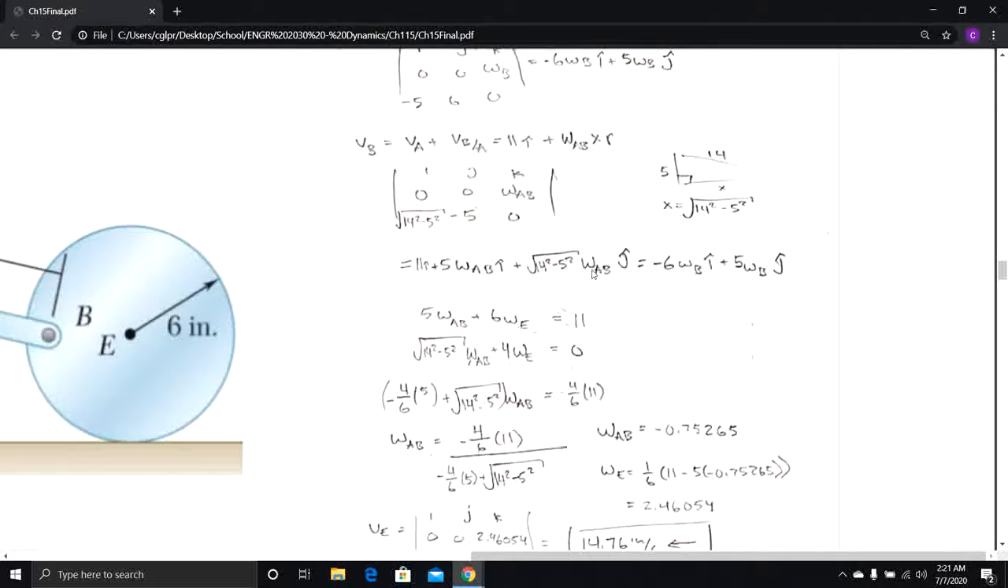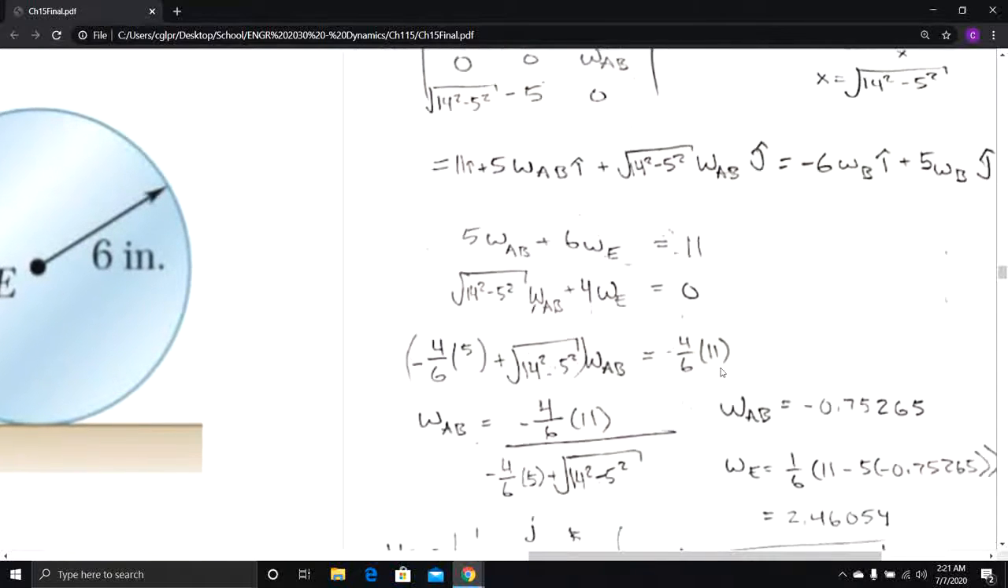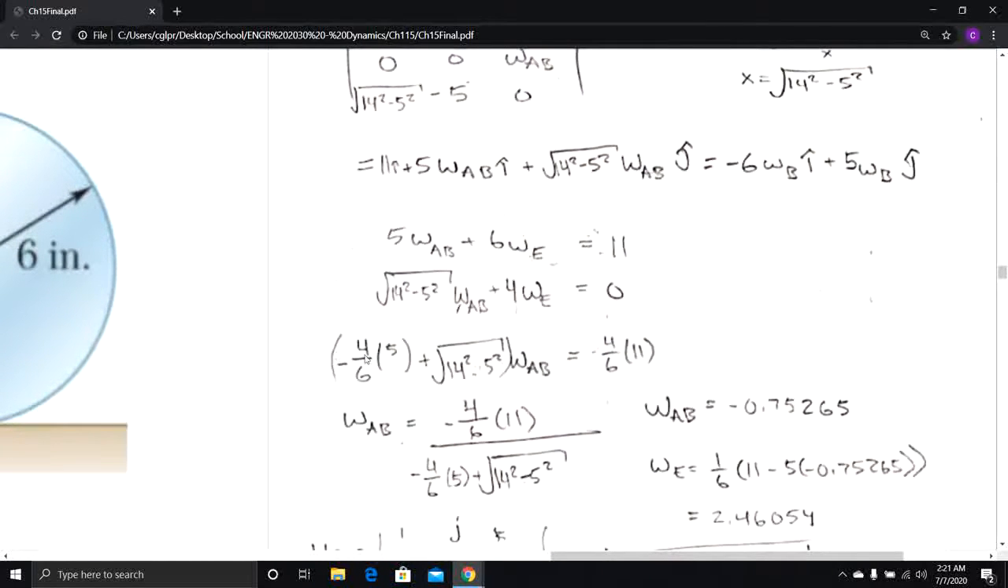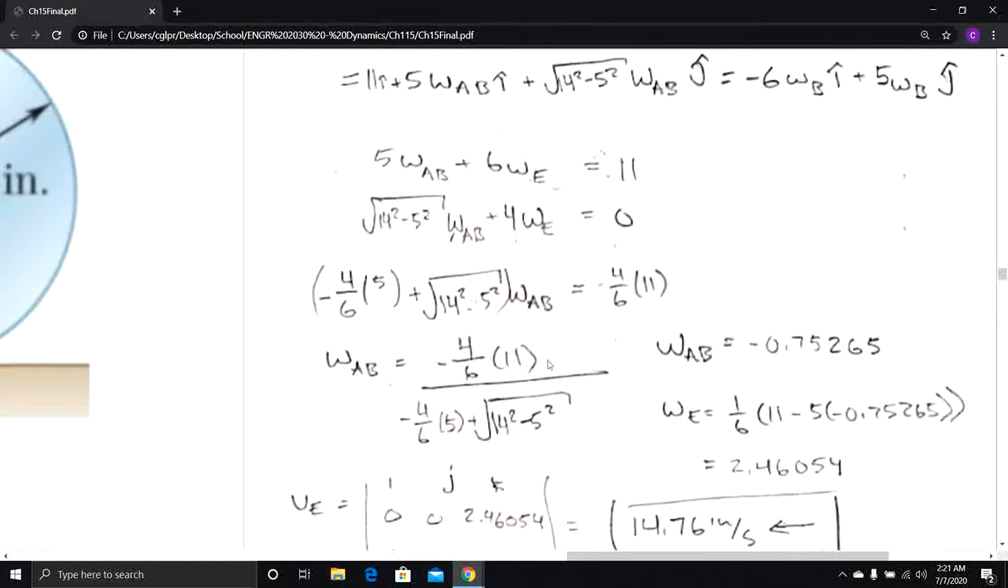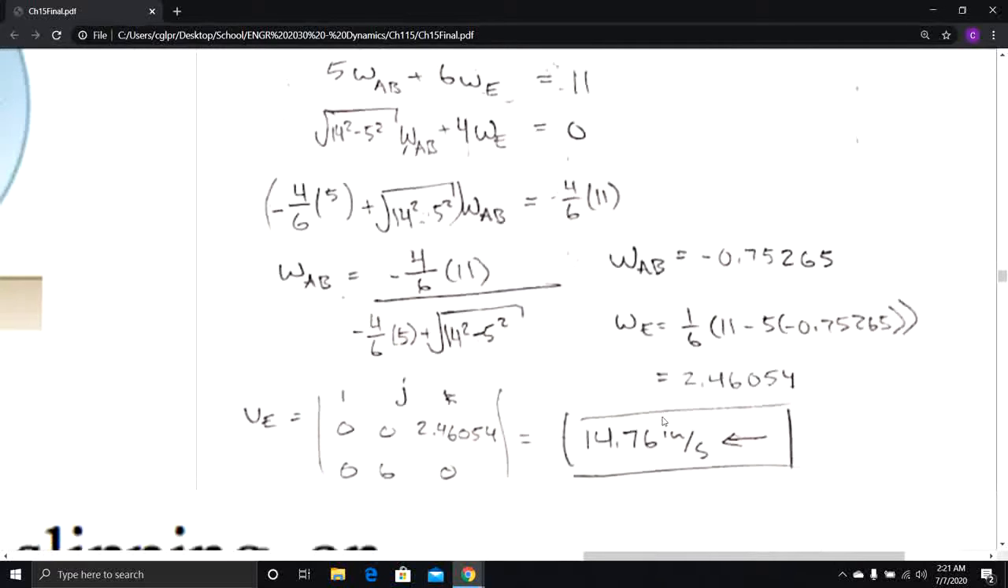Oh, this equation here. I can then set them equal to each other, solve them both simultaneously, following the same process I described earlier. Looks like I had to multiply everything by -4/6 and subtract it to get rid of the omega E, and I can solve for omega AB, and then I can substitute that into one of these two equations to be able to solve for the omega E.